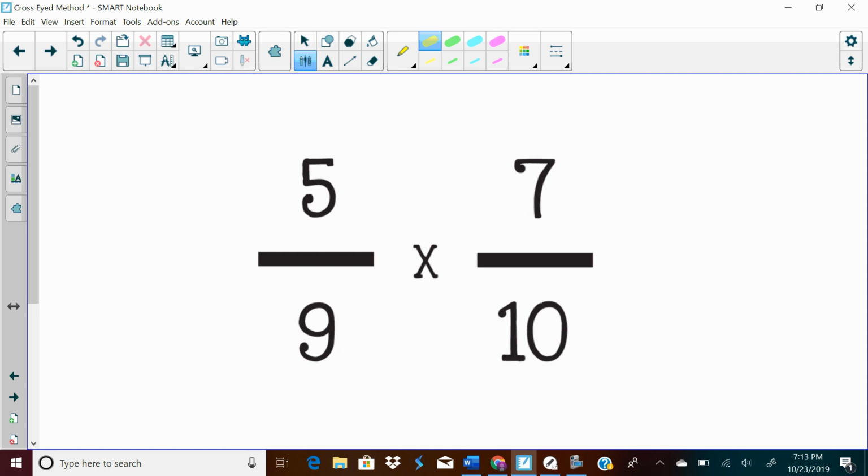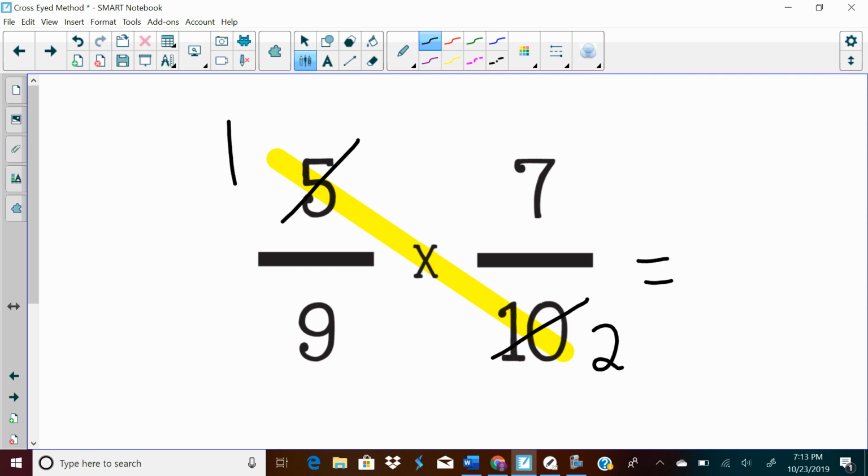So I look at 5 and 10. I do know that 5 and 10 both have something that's divisible. 5 goes into both of them. 7 and 9, though, when I look at them, that's not true of 7 and 9. So I can't use this method for the 7 and 9. So I'm going to cross out the 5. 5 divided by 5 gives me 1. Cross out the 10. 10 divided by 5 gives me 2. And then I multiply straight across. 1 times 7 is 7. 9 times 2 is 18.